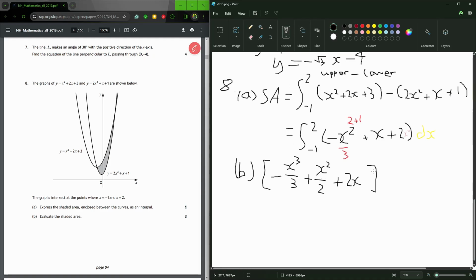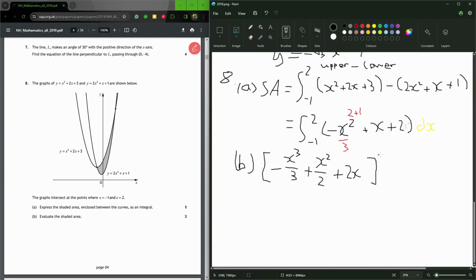But anyway, now that we've got this equation sorted, we need to throw in our limits, 2 and minus 1, at the side. And then now the annoying bit. We're going to have to plug these into our equation. So, start with the top term. It'll be minus 2 cubed over 3 plus 2 squared over 2 plus 2 times 2.